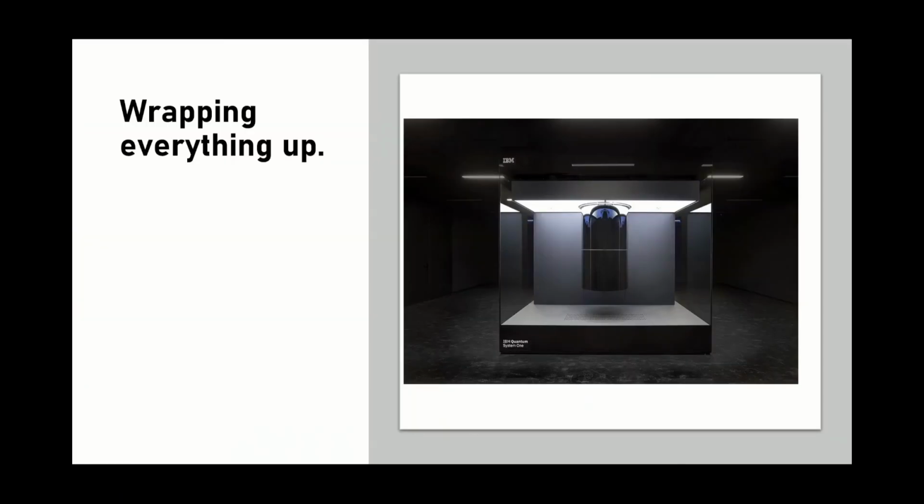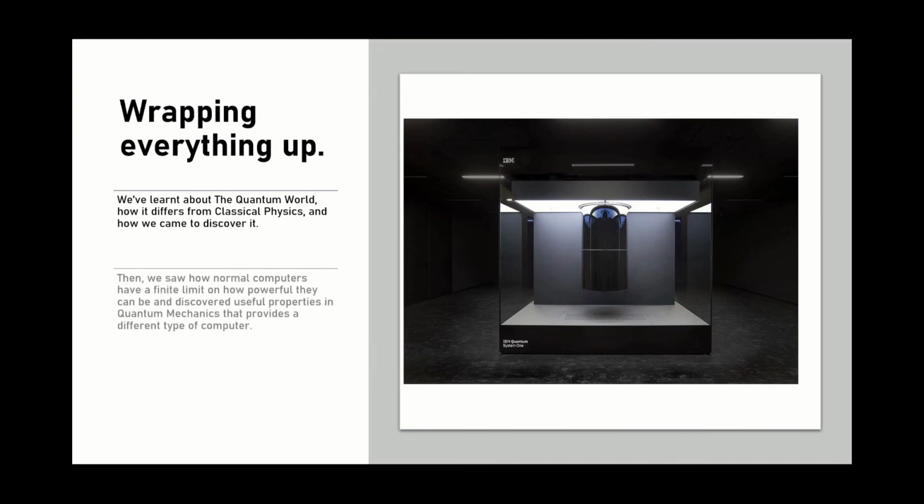So wrapping everything up, we learnt about the quantum world, how it differs from classical physics, and how we came to discover it. Then we saw how normal computers have a finite limit on how powerful they can be, and discovered useful properties in quantum mechanics that provides us a different type of computer. Finally, we saw one application that a quantum computer is better at than a classical computer, and why it could change the world of computing.